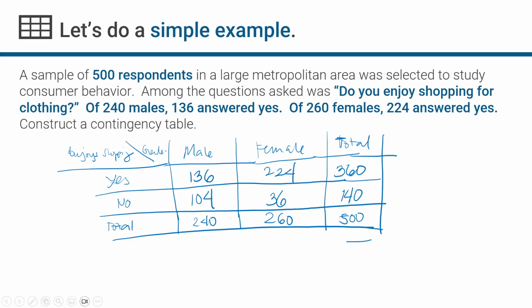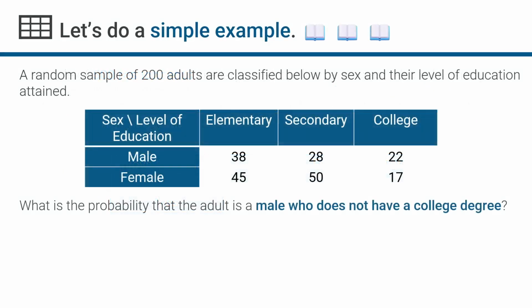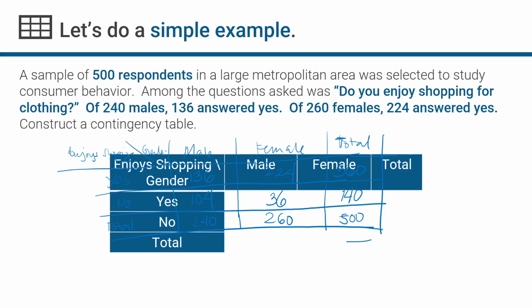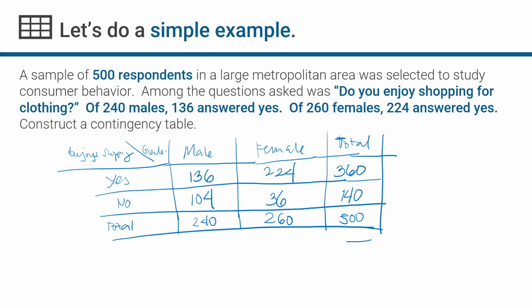Now, this is a contingency table already. Okay, so let's say we can get the probability already. Okay, so let's say you just divide everything by 500. Okay, so that will be the probability. So let's say, for example, what is the probability that the respondent is a male that did not enjoy shopping for clothing? So this one is the answer. So that is 104 divided by 500.